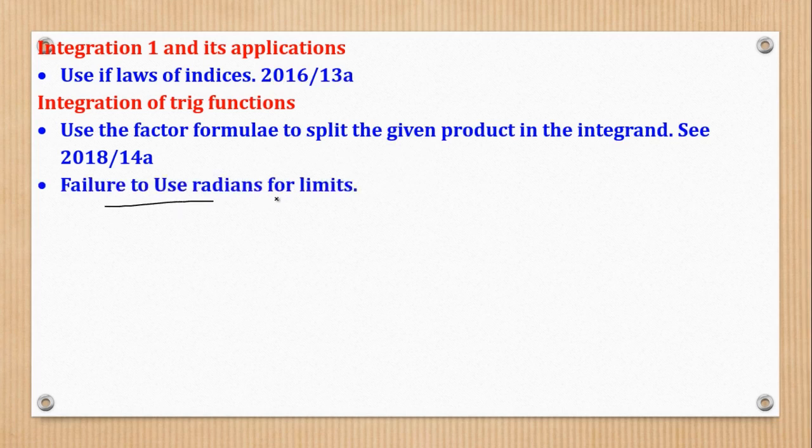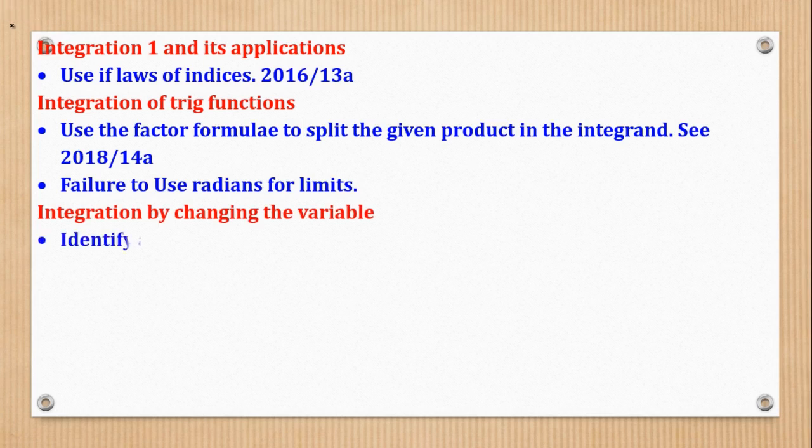Failure to use radians for limits. As long as it's integration and there's a trig function, the calculator must be set to radians. The integration by change of variable, the common challenge is identifying a suitable substitution. What should you let to be u? That one is a big challenge.